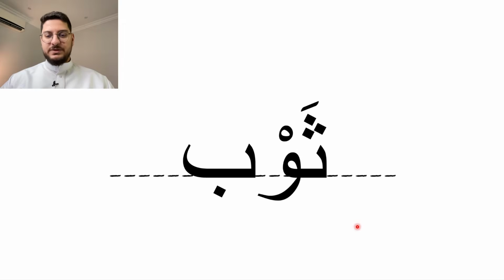Let's look at the next one. What do I have here at the beginning? I have three dots on top. What letter has three dots? It's tha, tha, as in the beginning of three, right? Tha. And then what do I have here?